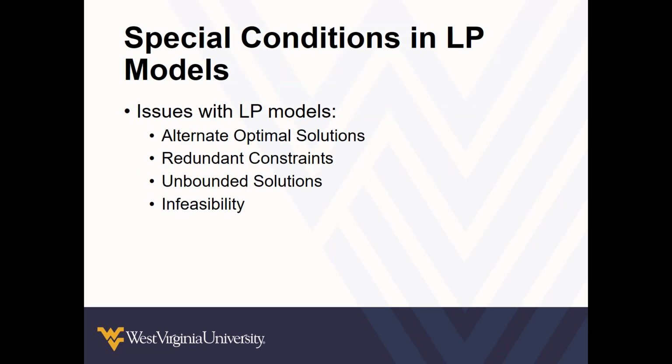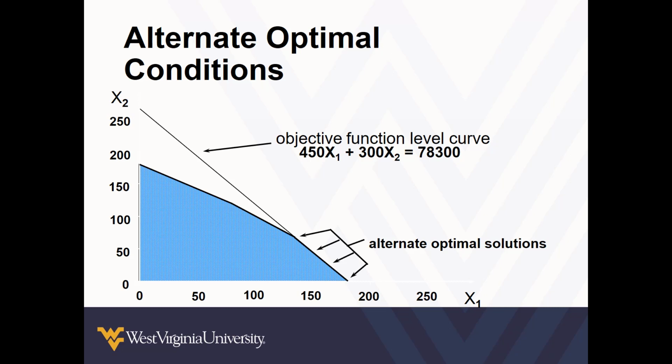Some of the issues we run into with linear programming models is that there are some scenarios where there are alternative optimal solutions, redundant constraints, unbounded solutions, and infeasibility. And I'll quickly go over those so that you understand what they mean when you encounter them. In this scenario, we have alternate optimal solutions. So everywhere that objective function level curve is aligned with or lays perfectly on top of that feasible area, those are alternate optimal solutions. And picking just one randomly is not an effective way to solve a problem.